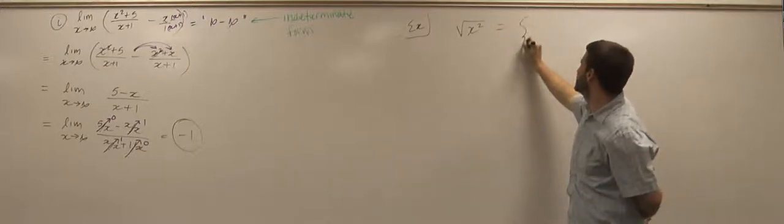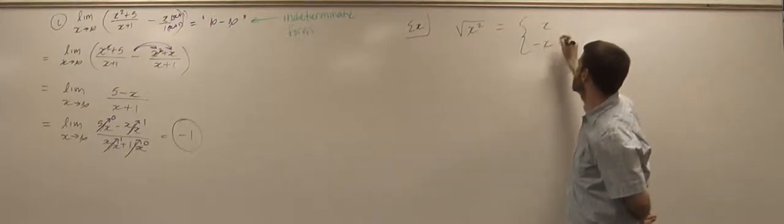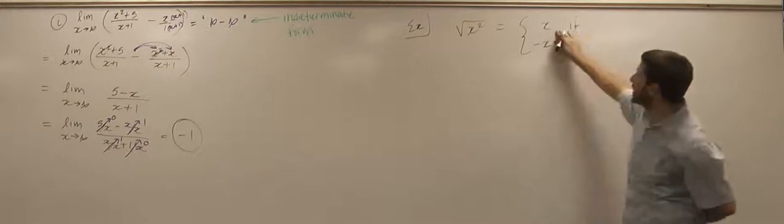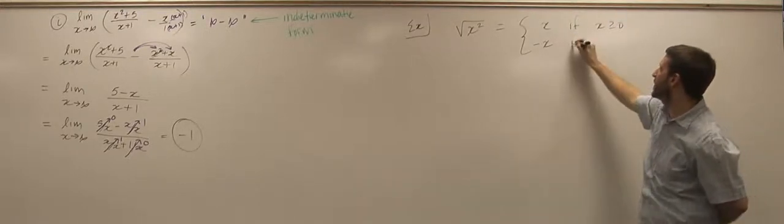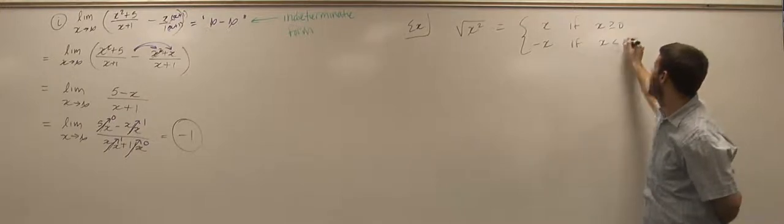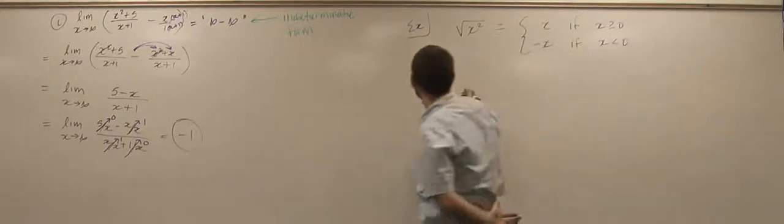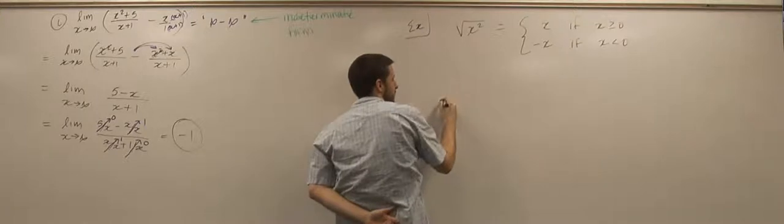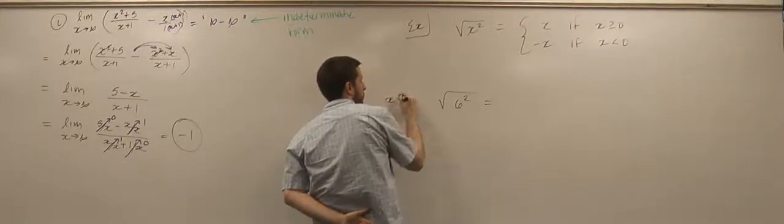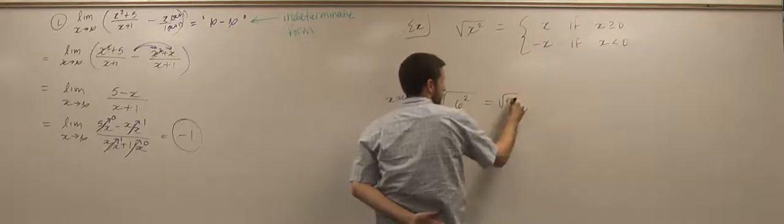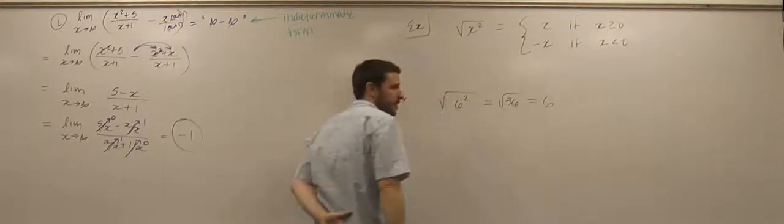So in some cases this equals x, and in some cases it equals negative x. It equals x if you put in a positive number. It equals negative x if you put in a negative number. So what I mean is, take x equal to 6. What's the square root of 6 squared? 6. This is the square root of 36, which we all know is 6, right?